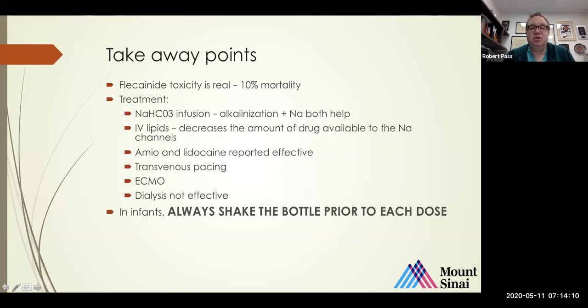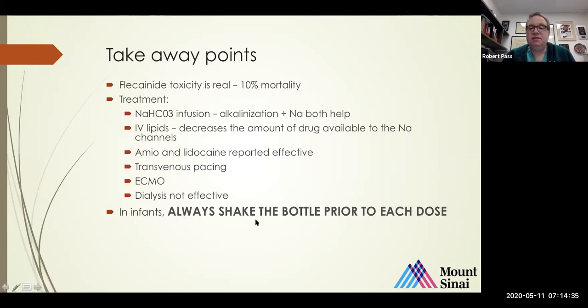Remember, of course, that small infants cannot be paced transvenously. If you place a transvenous pacing catheter in an infant less than a year of age, you will perforate the heart within a few hours. ECMO is sometimes your only option when you cannot, despite all of these maneuvers, get control. And dialysis is not effective at removing flecainide, only time.